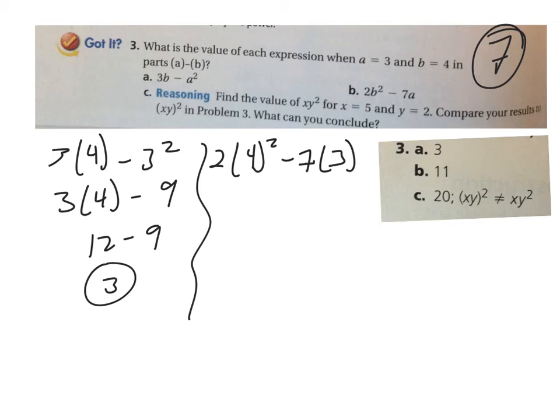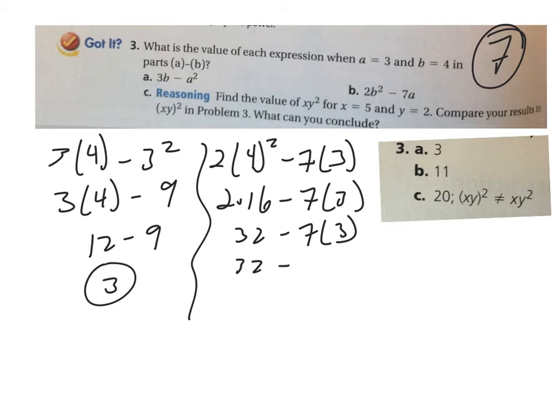So, alrighty. So exponents. Dealing with that first. So 2 times 16 minus, and then we're going to bring down our 7 times 3. 2 times 16 is 32. Bringing down the 7 times 3 again.